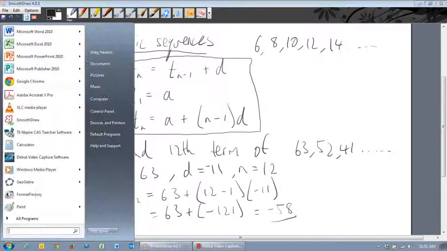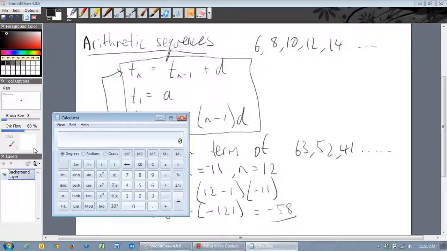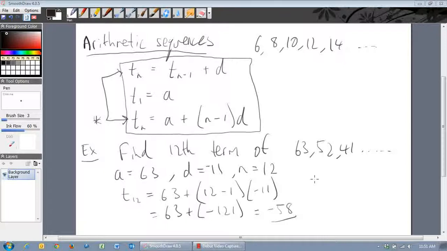Just to make sure. So calculator, 63... Good, negative 58. Wouldn't want to get that wrong.